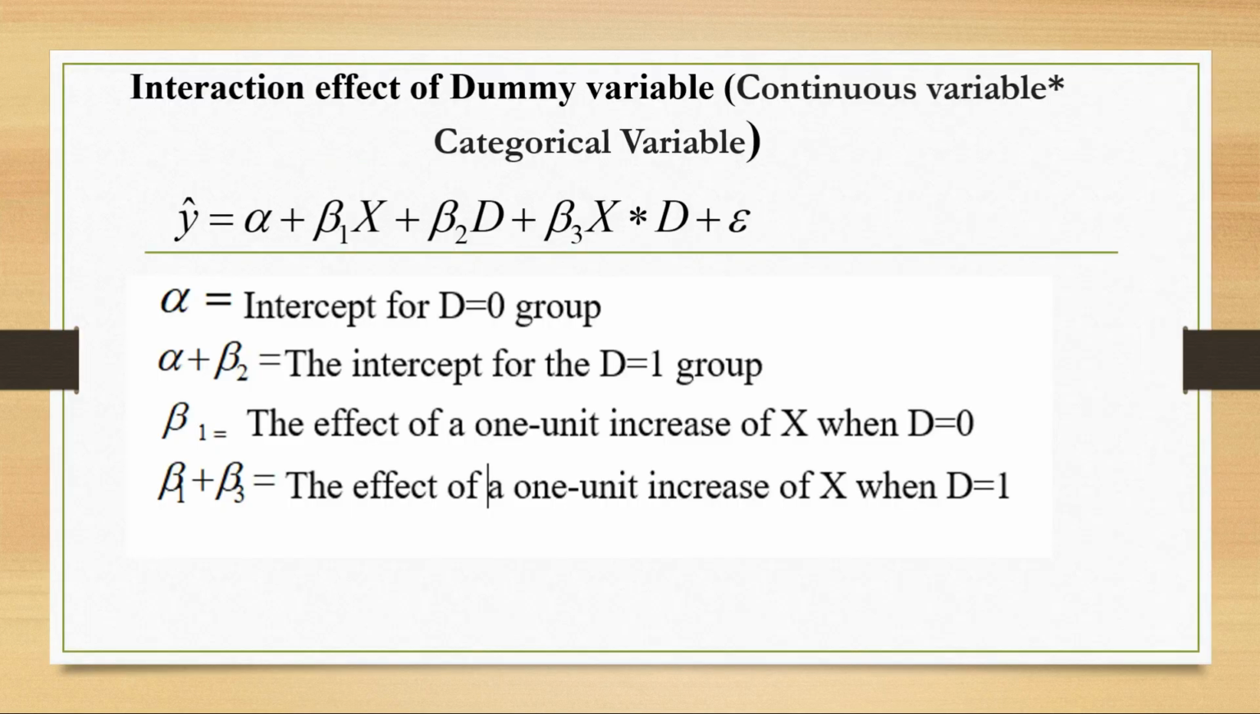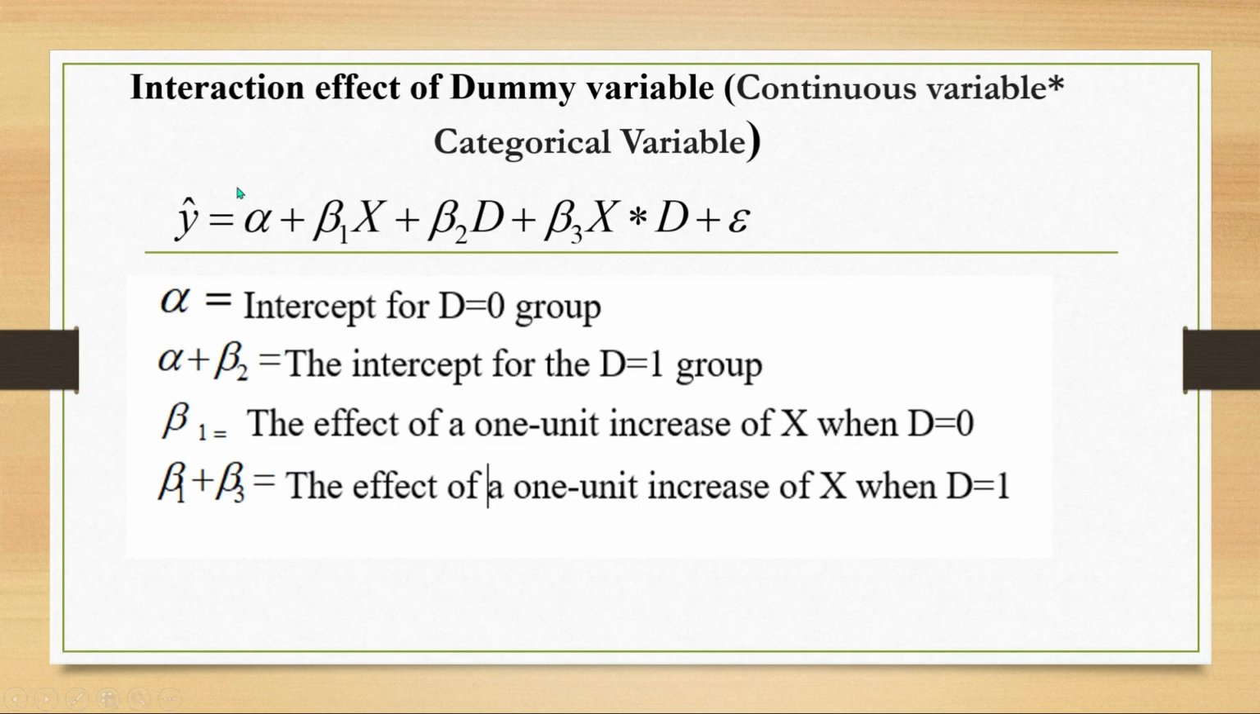So let's get started. Here you can see the interaction effect regression model, where this is the dependent variable, alpha is the intercept term, x is the continuous variable, d is the dummy variable, and x into d is basically the interaction between the continuous variable and the categorical variable. So when there is an interaction effect, you cannot simply explain the result like the normal regression model. It is a little bit tricky to explain when there is an interaction effect between continuous and categorical variables or between categorical variables. So I will try to explain in easy terms.